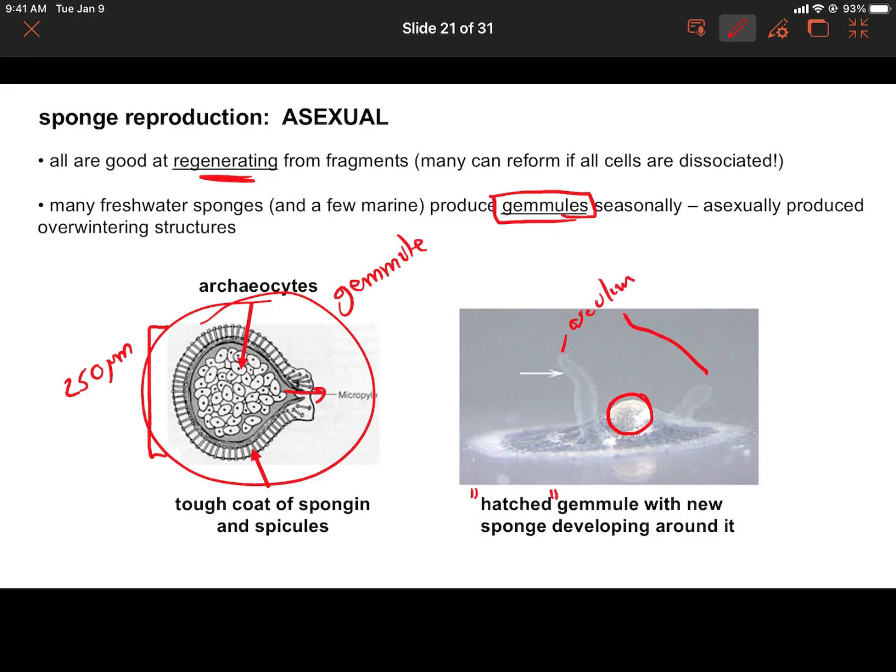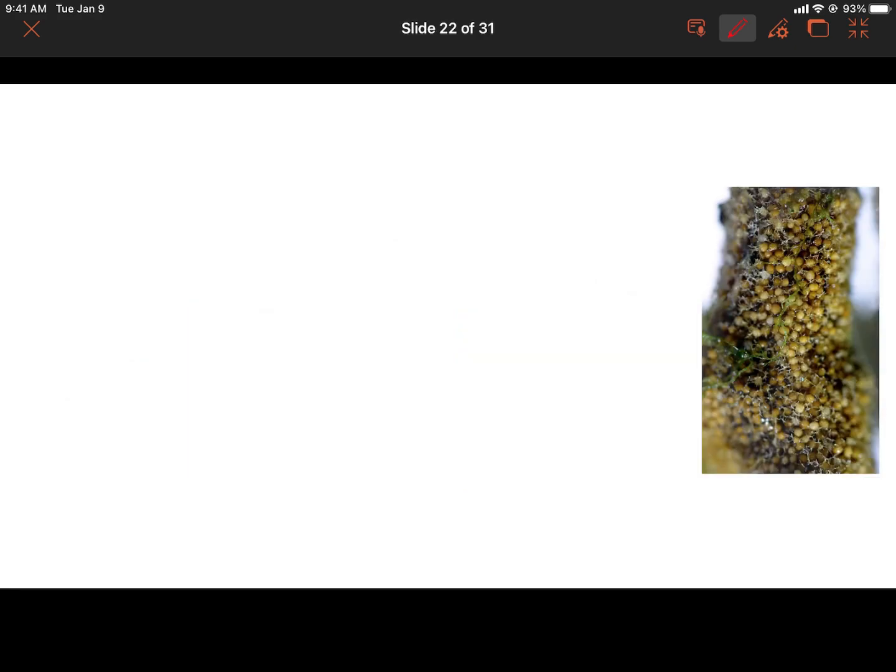Okay, so what does this look like when they do this in fresh waters? It looks like this. So here's an adult sponge actually that's kind of dead probably, but all of these are little gemmules that are produced. So this freshwater sponge produced a ton of gemmules.